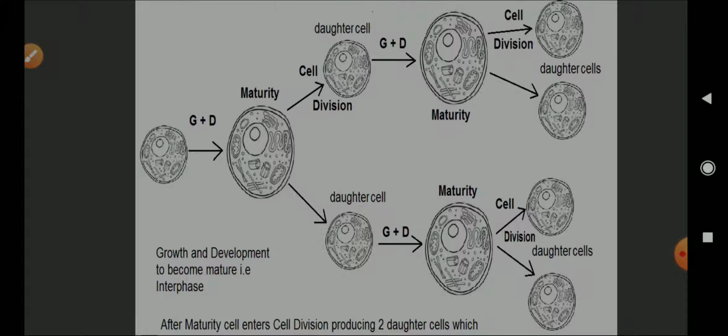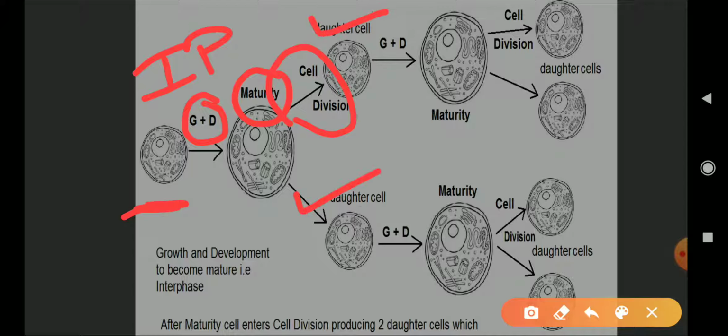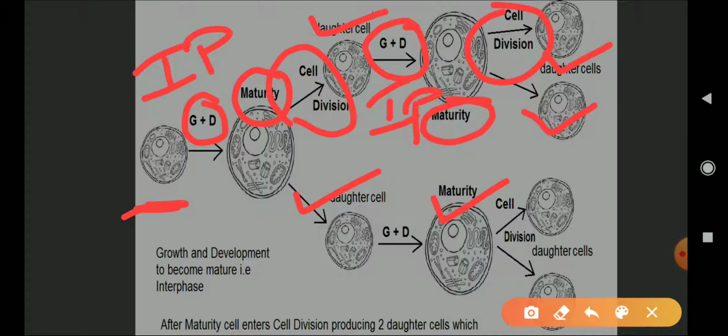Let us see this diagram. Here this is the parent cell. The parent cell undergoes the process of growth and development, that is interphase. Once the cell has entered interphase, it becomes mature. When the cell attains maturity, it undergoes cell division and forms two daughter cells. This daughter cell grows and develops, so again it undergoes interphase, attains maturity, cell division, and then two daughter cells. Same thing with this one. I hope you understood. Let us see once again.